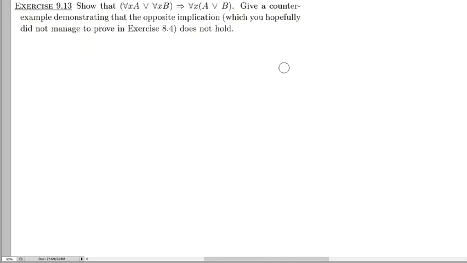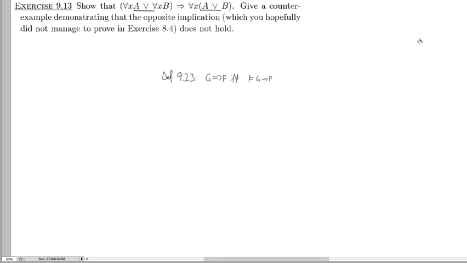So, if we remember from exercise 9.9, this is a logical consequence of this means that for all x A or for all x B implies for all x (A or B) is valid. So it's a tautology essentially. So this is by definition 9.23: if f is a logical consequence of g, then g implies f is valid.